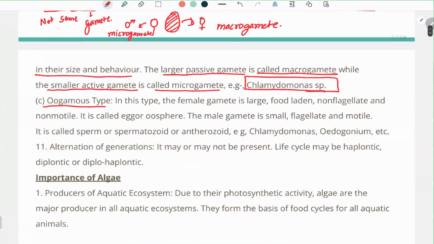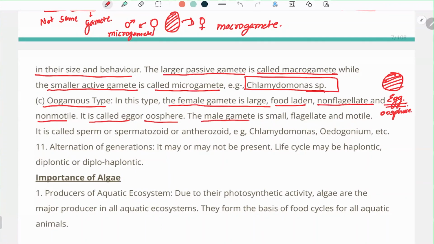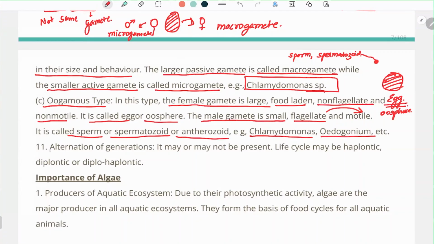Then oogamous. In this type, the female gamete is large, food-laden, non-flagellate, and non-motile. It is like an egg. It is called an egg or oospore. The male gamete is small and flagellated, and because flagellar motility is present, it is called a sperm or spermatozoid. There are different names given to the male gamete, such as antherozoid. Examples are Chlamydomonas, Fucus, etc.